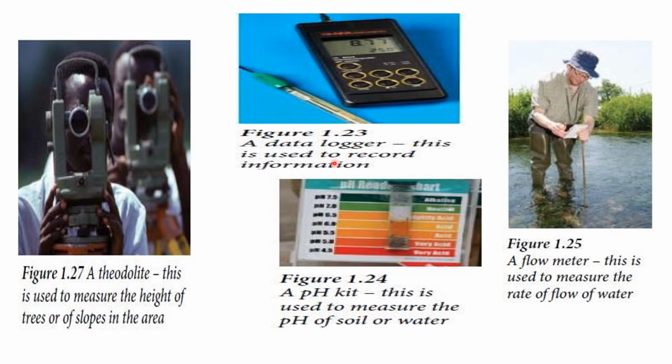And also we are using a data logger. This data logger records information, like a calculator. What we are collecting is recorded by these data loggers. Then pH kits. They are used to measure the acidity of soils or the acidity of waters or of whatever we are collecting. This is called a pH kit.